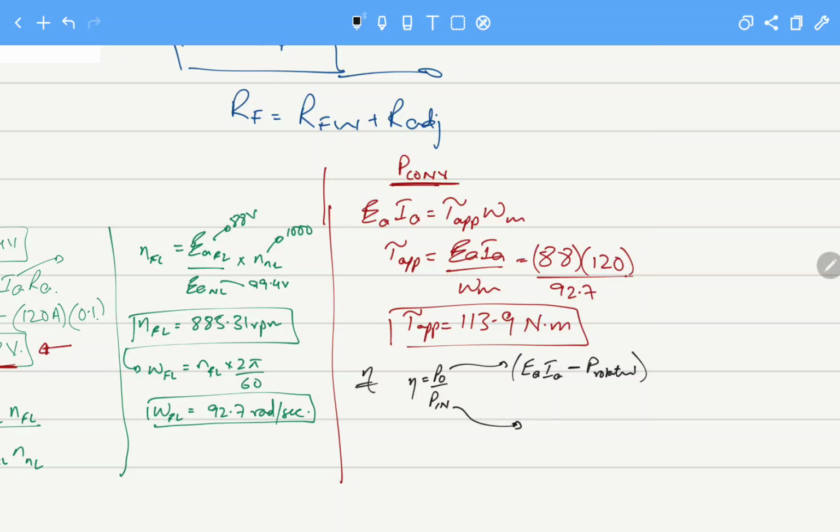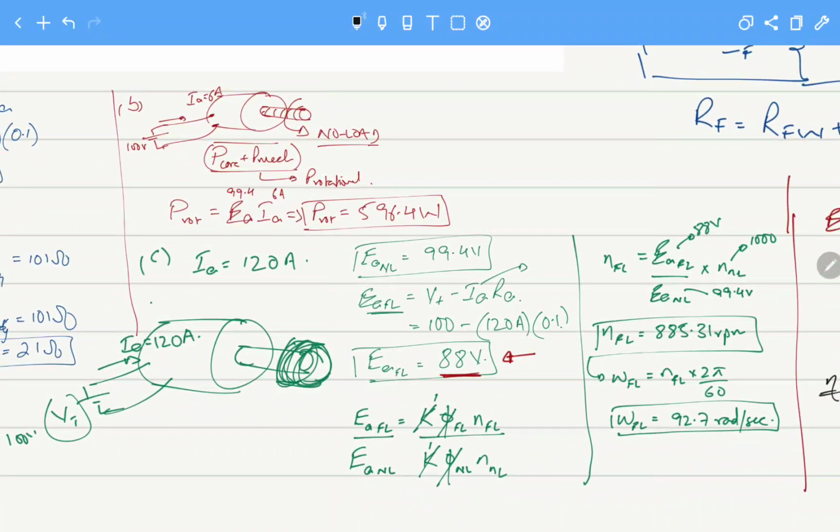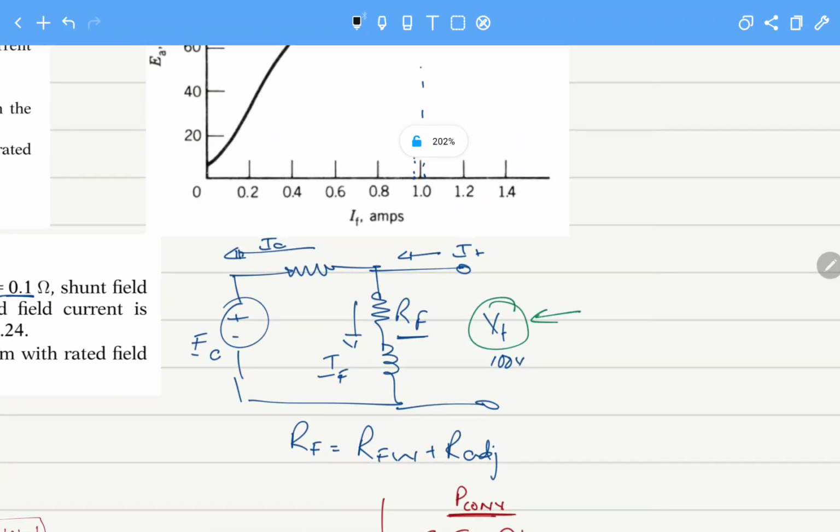And for the input power, what will be the input power that is being input? Now remember, this is IA. IA is the current that is induced in the armature. It is not the terminal current. From this diagram we should know that IA, that is 120 amperes, is this current. It is not the terminal current.